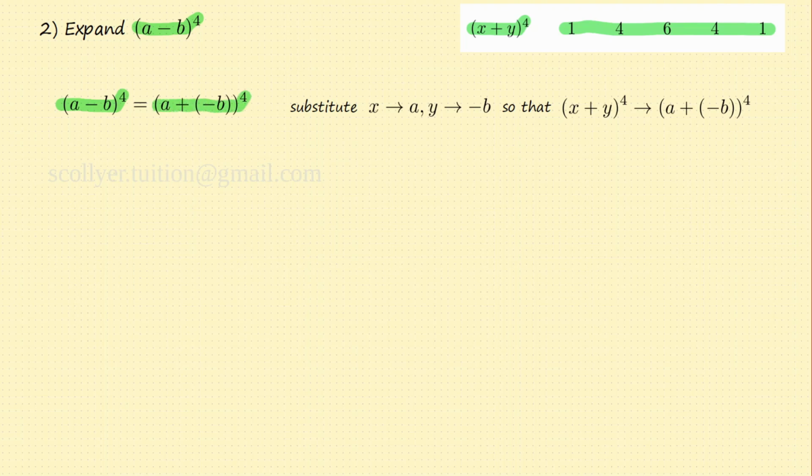So we can turn (x + y)^4 into (a + (-b))^4 by making the substitutions x goes to a and y goes to minus b.